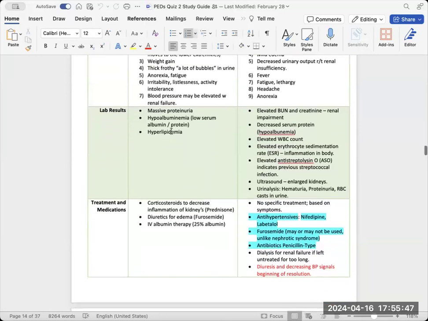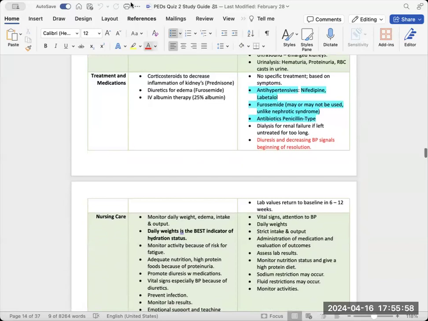Lab results. We're going to see massive proteinuria for nephrotic syndrome. Makes sense. And hypoalbuminemia and hyperlipidemia. Know that. Treatment and medications: corticosteroids to decrease the inflammation, like prednisone. Diuretics, like furosemide, for the edema. And we're going to give IV albumin therapy, 25% albumin.